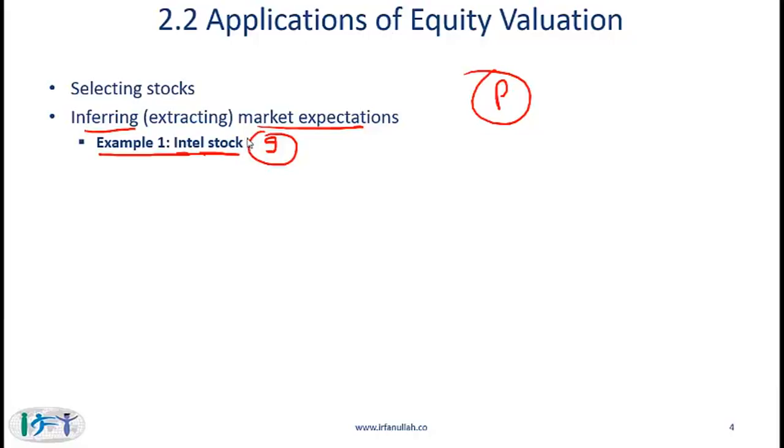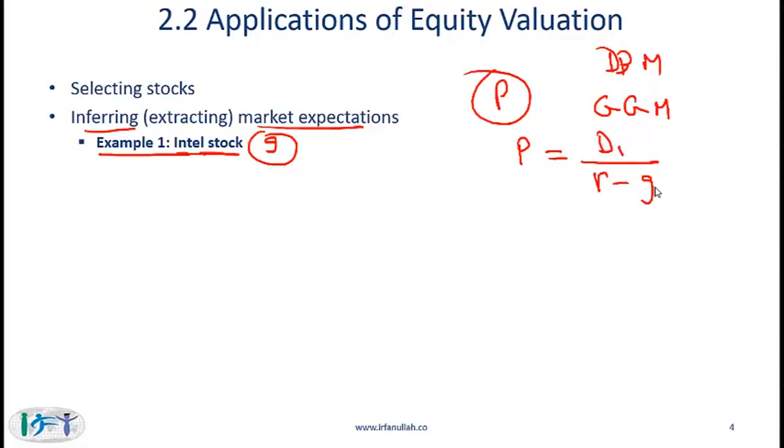So here is what you do. You assume that the dividend discount model is an appropriate model to value Intel, and specifically you use the Gordon growth model. If you recall from level 1, the Gordon growth model says that the price of a particular stock is equal to D1, which is the upcoming dividend, divided by the required return minus the growth rate.